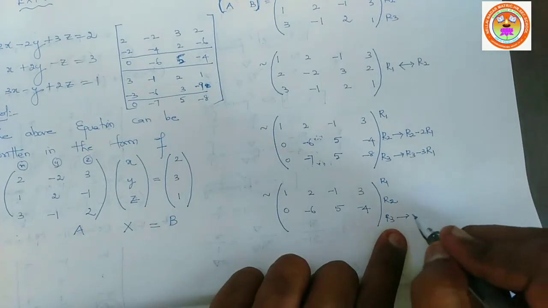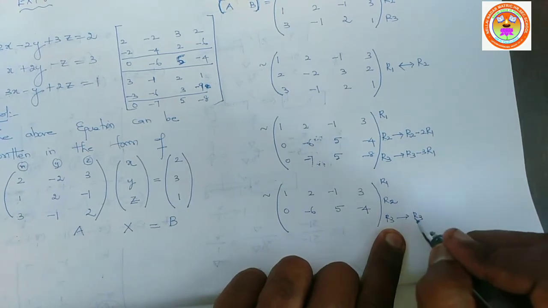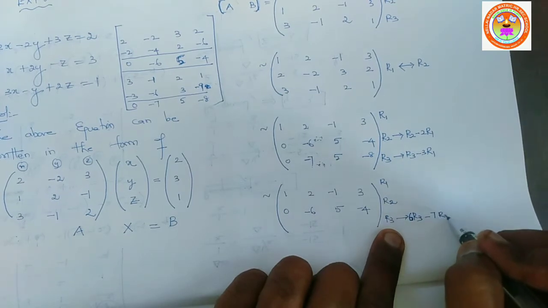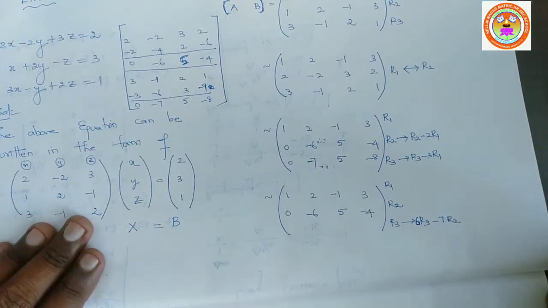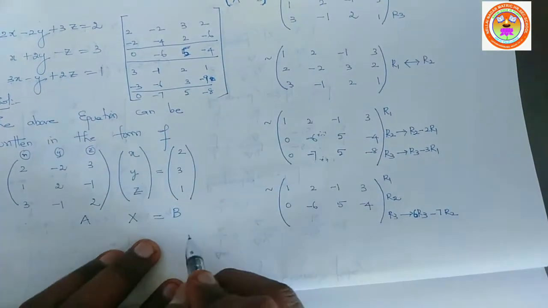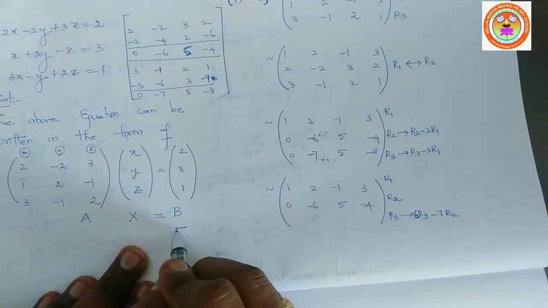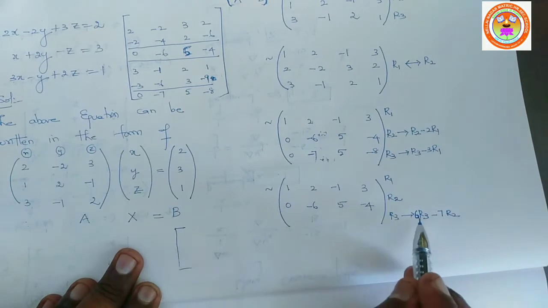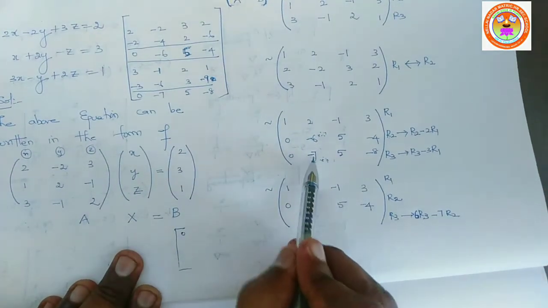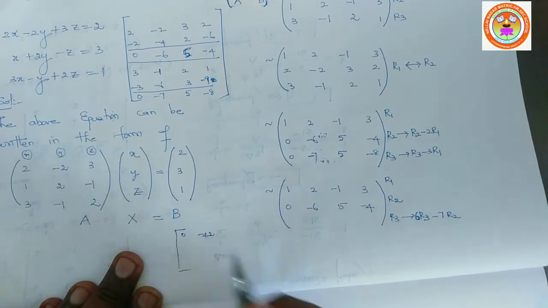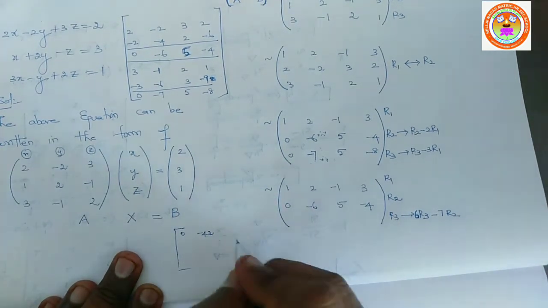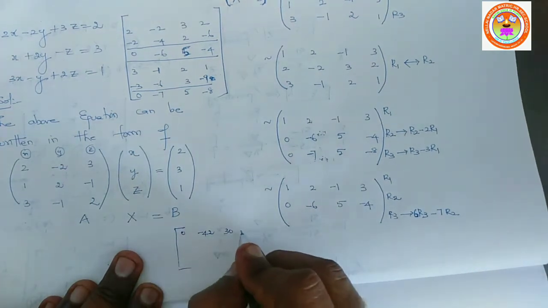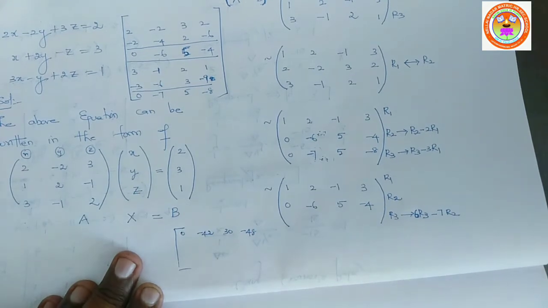So first write R3 tends to 6R3 minus 7R2. I will do 6R3 here in the rough column. So 6 into R3. 0 into 6 is nothing but 0. Minus 7 into 6 is nothing but minus 42. 5 6s are 30. Minus 8 into 6, 8 6s are 48, nothing but minus 48.